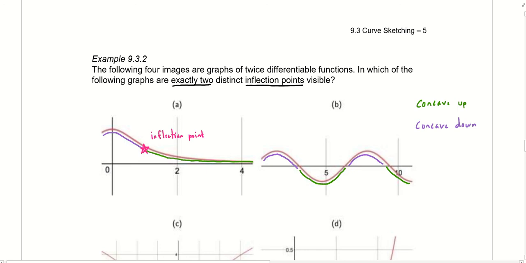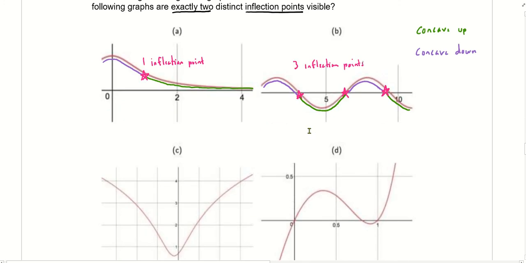So how many switches do I have here? Well, it looks like I have an inflection point here, an inflection point here, and an inflection point here. So it looks like there's 3 inflection points on this graph. So here was 1, here's 3. Okay, so neither one of those has exactly 2. So let's keep going. Let's look at C.